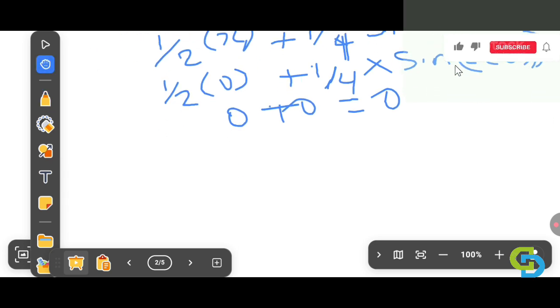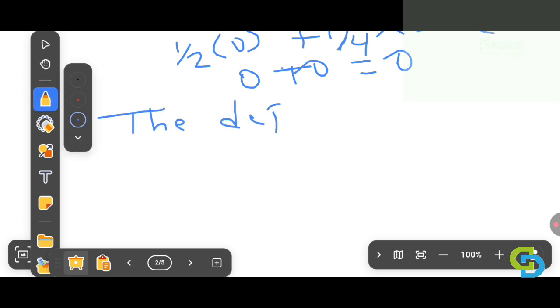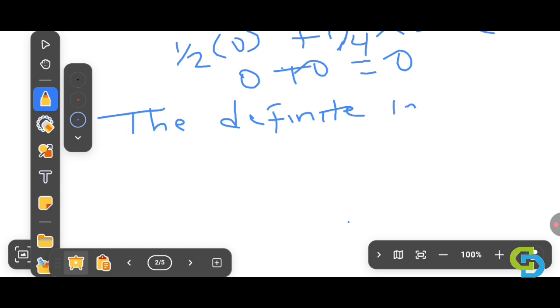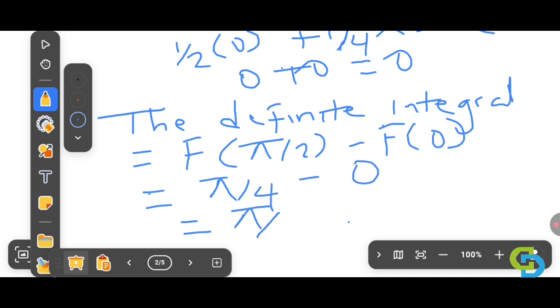Now to get our complete answer, there is a formula that says the definite integral is equal to f of pi over 2 minus f of 0. So when we've gotten an answer for pi over 2, we're going to subtract from it the answer we got for the function of 0. Because the answer we got for f of pi over 2 is pi over 4, minus the function of 0, that is 0, it's going to give you pi over 4. And if you check, your answer is pi over 4.